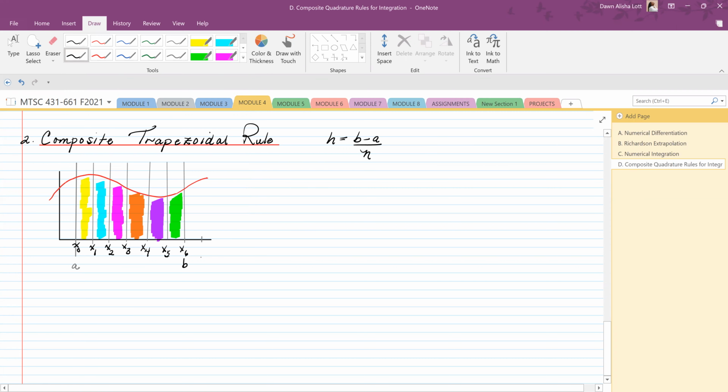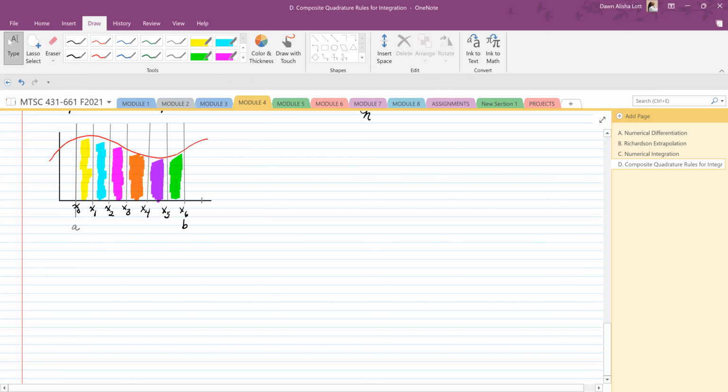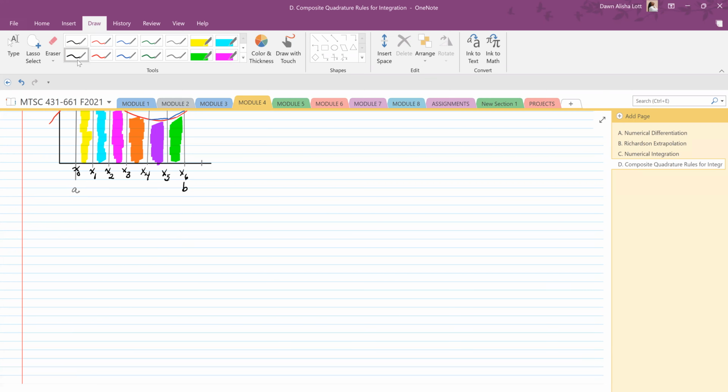Okay, so we're going to do the trapezoidal rule on each interval. Okay, so if you guys are not quite sure, that means you want to start here, and we're going to make trapezoids. Okay. All right.